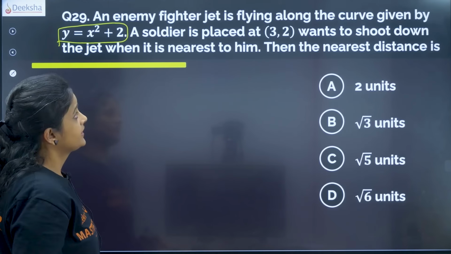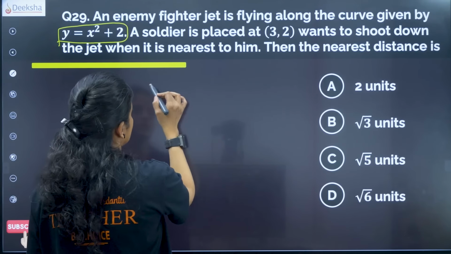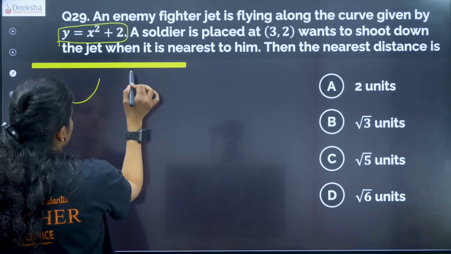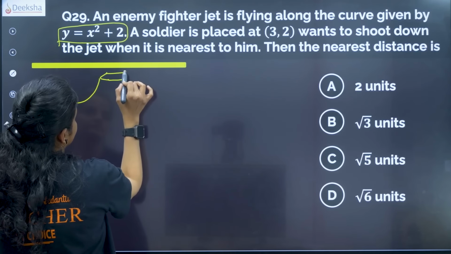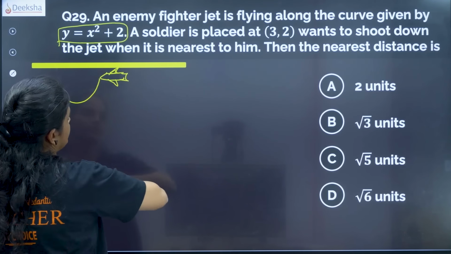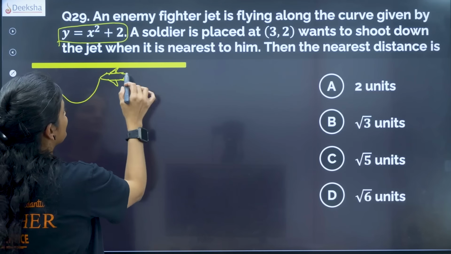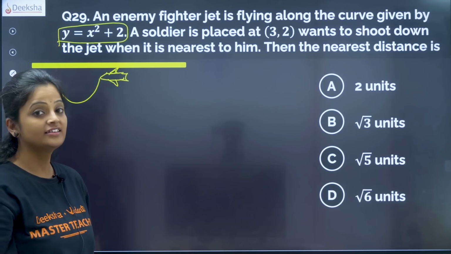Next question. An enemy fighter jet is flying along the curve. Suppose there is a curve here like this. Okay, here is a jet. So the jet. This is the jet. Okay, now it is flying along the curve and a soldier is placed at 3,2.